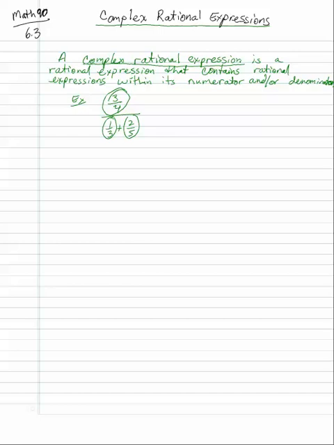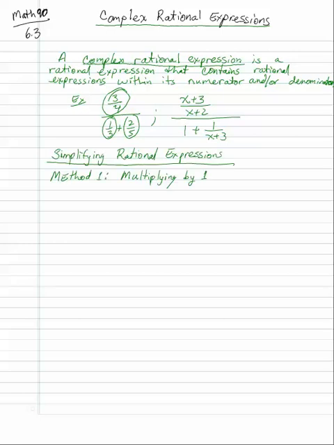Okay, so those are all rational expressions. You could have something like x plus 3 over x plus 2 over 1 plus 1 over x plus 3. That would be a complex rational expression. All right, so there are two methods for simplifying rational expressions. The first method is multiplying by the LCD.